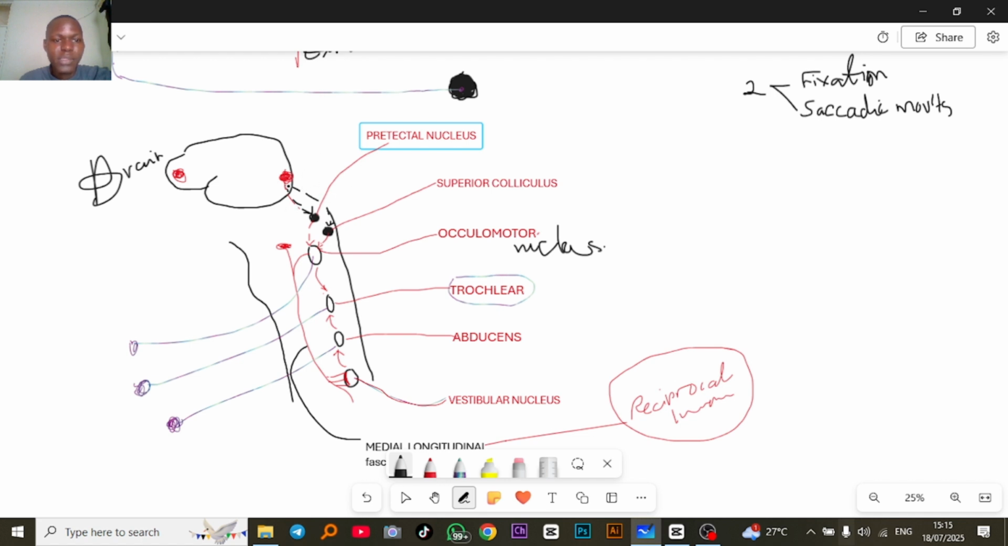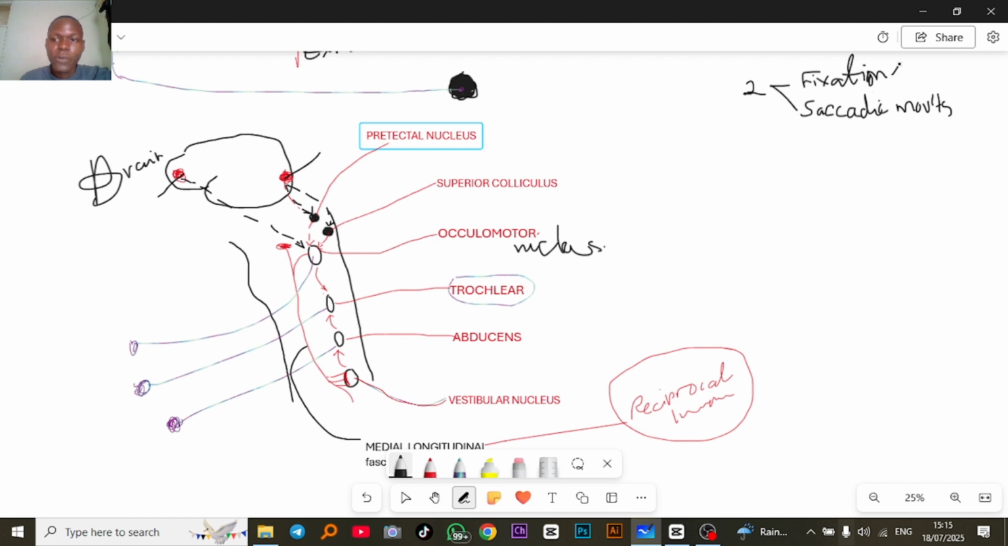Yes, there are two tracts. One going to the pretectal and then the other one to the superior colliculus. Then we have another part here in the frontal lobe, which will send information, also contributing and moving to the oculomotor nucleus. Let us see that these two regions are important. First of all, the region in the frontal lobe and one in the occipital lobe.